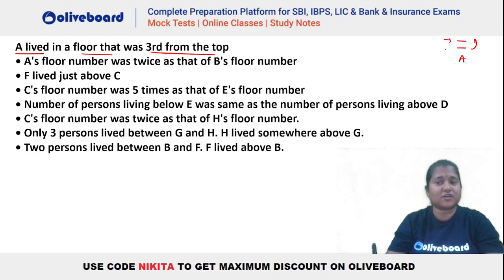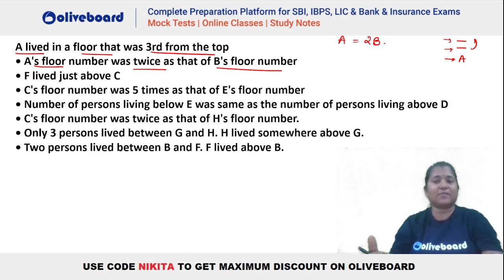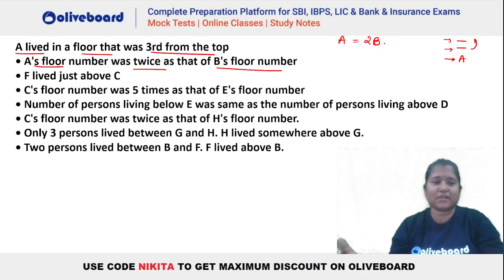Because this is first from the top, second from the top, and third from the top, that means A has only two floors above him. Now A's floor number was twice that of B's floor number. So A is equal to 2B, right? If B is equal to 1, then A will be 2. If B is 2, A will be 4, and so on.